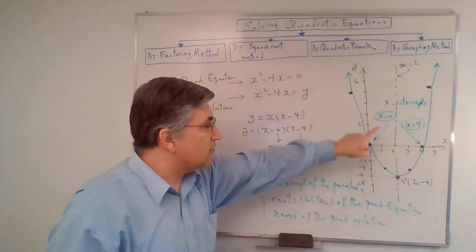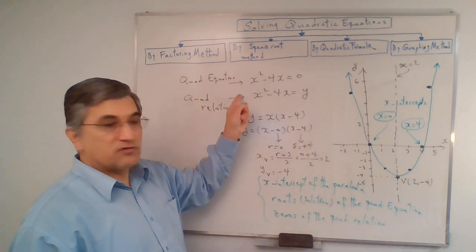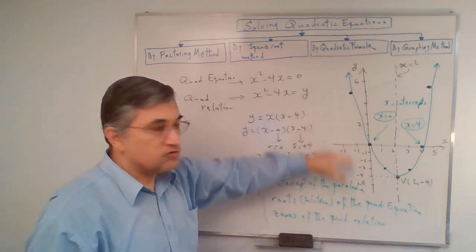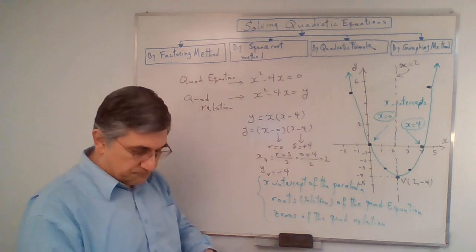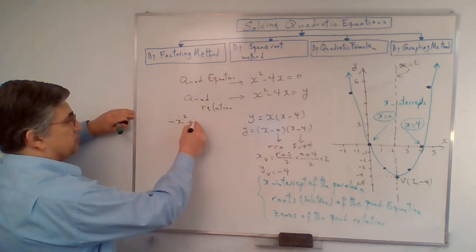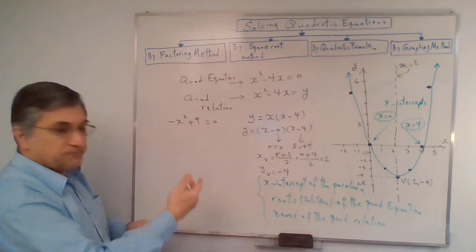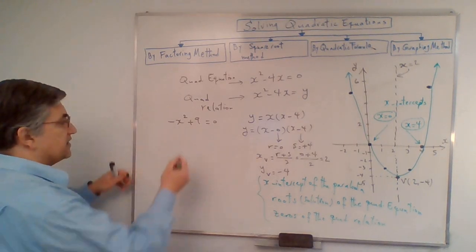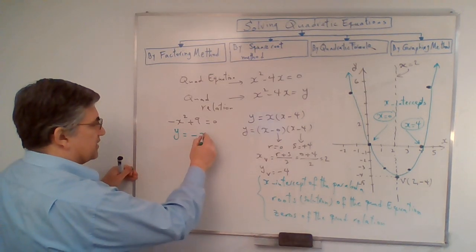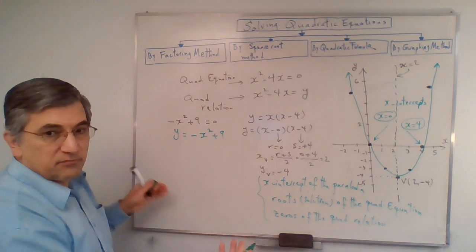So x equals 0 and x equals 4 are the two roots of the given quadratic equation. And we figured this out by drawing the parabola. If there's another question, let's say negative x squared plus 9 equals 0, okay? So this is a quadratic equation, but I can write the related quadratic relation, which is negative x squared plus 9 equals y, and this is like a parabola, right?